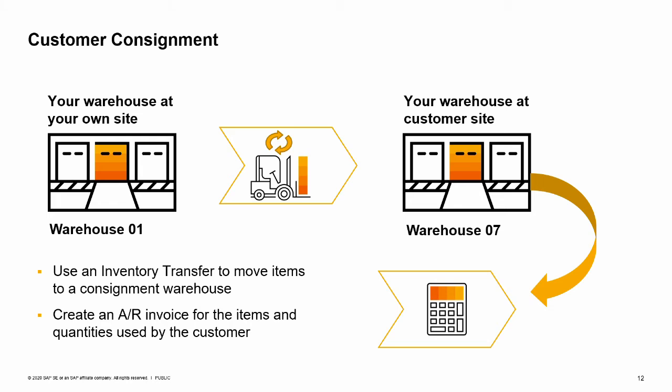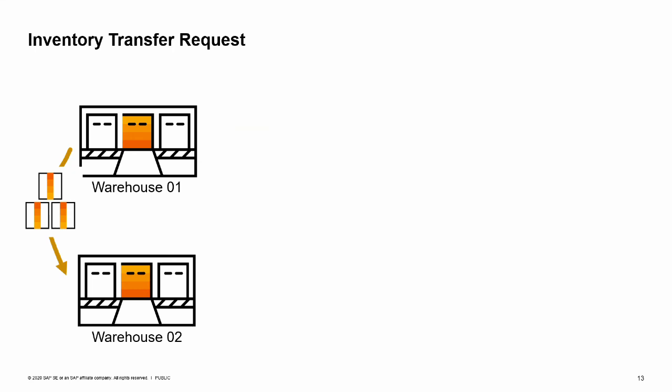Each row references the consignment warehouse, so that inventory is shown as removed from the warehouse when the invoice is saved. Inventory transfer requests commit items to move from one warehouse to another with no effect on inventory movements or financials. Only once the request is closed is the stock transferred and the financial posting made.